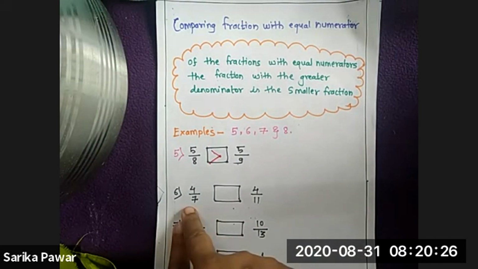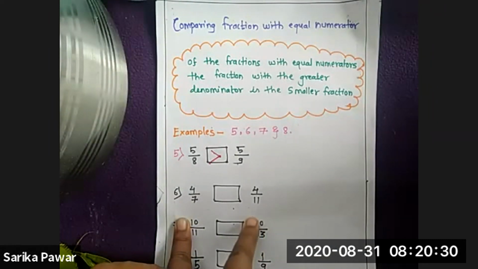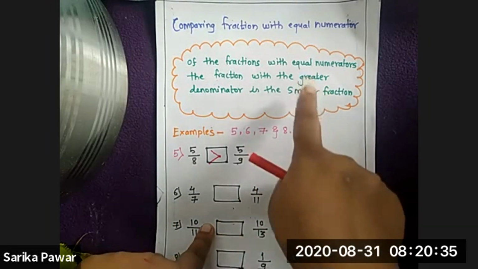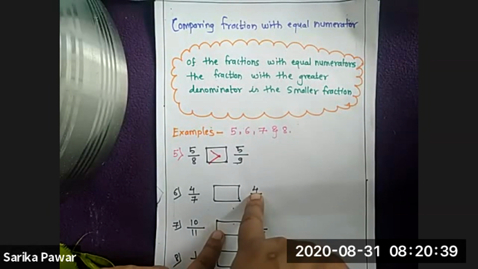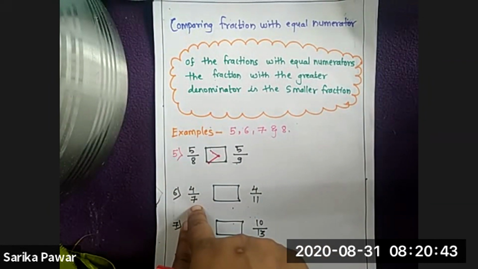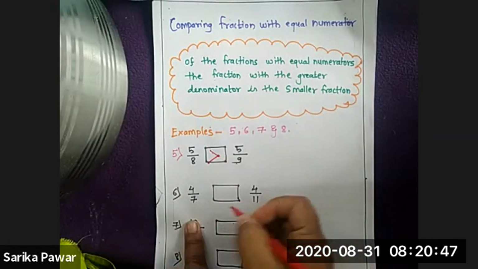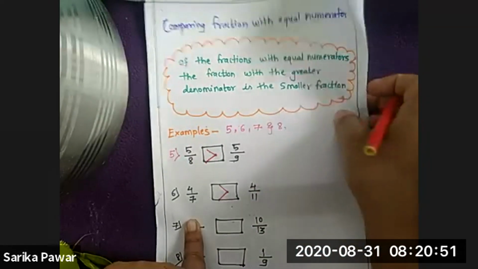Which number is greater, 7 or 11? 11. Yes, 11 is the greater. The fraction with the greater denominator, we will call it the smaller fraction, and the one with the smaller denominator, we call it the greater fraction. Keep this in mind, don't be confused. Got it, all of you?